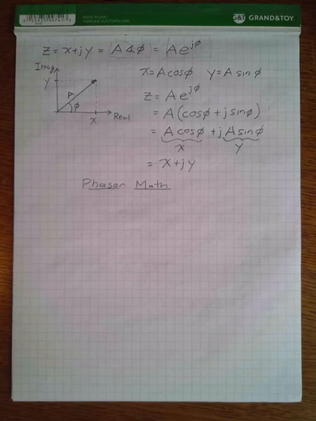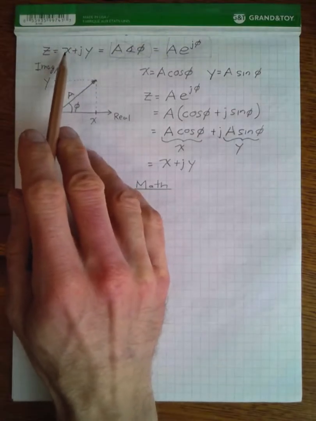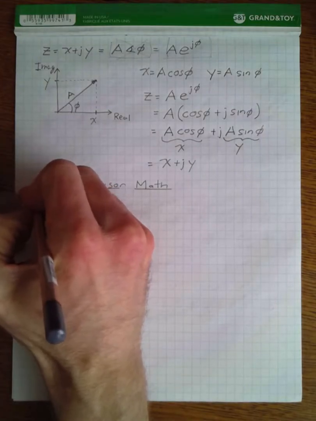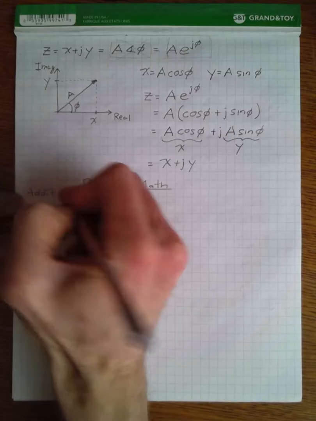So when working with phasors, and I guess complex numbers in general, we often want to do mathematical operations on them. And whether we're doing addition, subtraction, multiplication, division, there's certain representations that are easier for some mathematical operations and other representations that are easier for others. So for example, when doing addition and subtraction, the x plus jy notation is actually a little bit more convenient to work with.